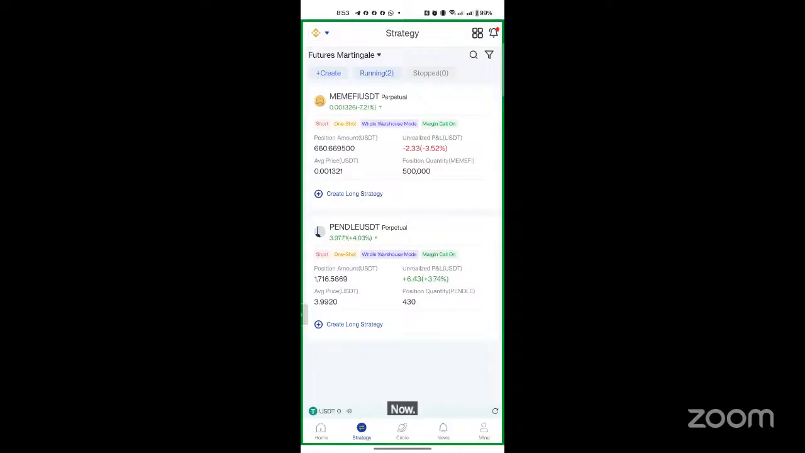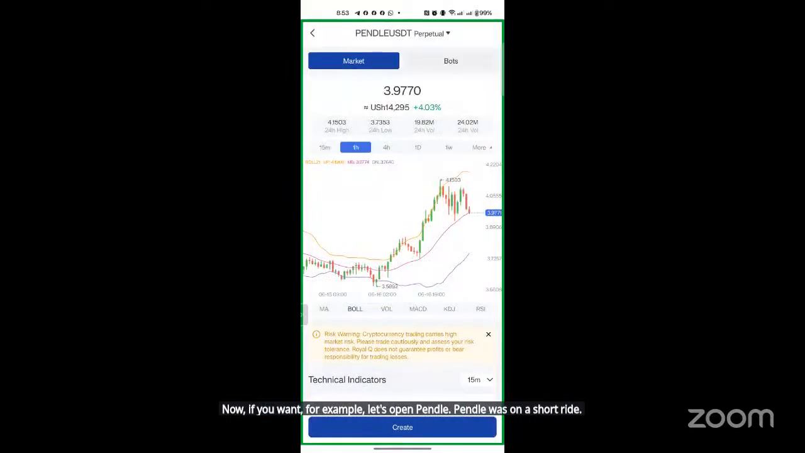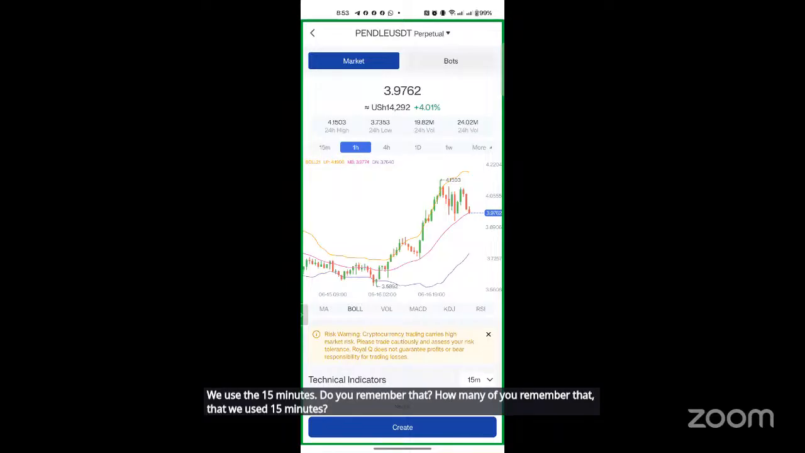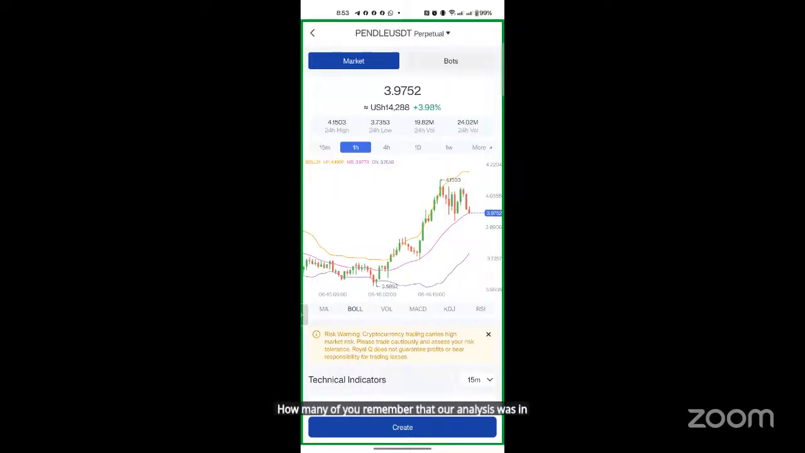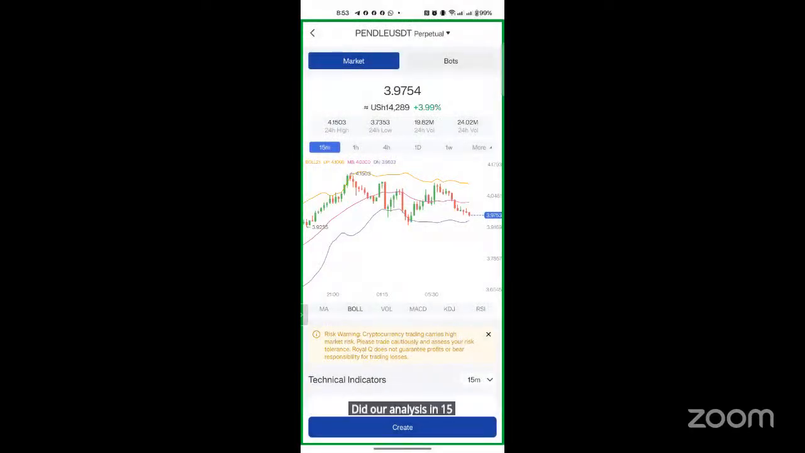Now, if you want, for example, let's open Pendo. Pendo was on a short, right? We used 15 minutes. Do you remember that? How many of you remember that our analysis was in 15 minutes? Give me a yes in the chat if you remember. Has it touched our lower Bollinger Band?